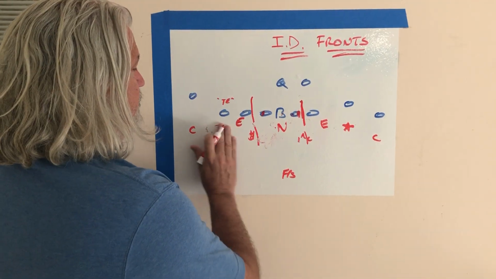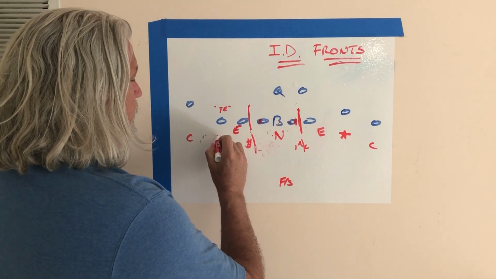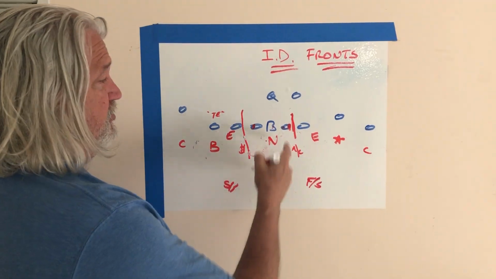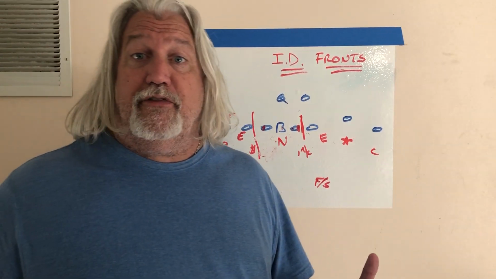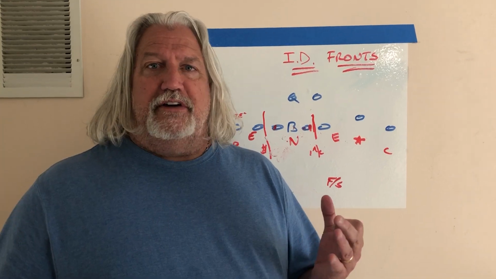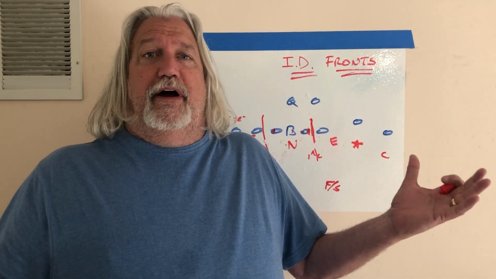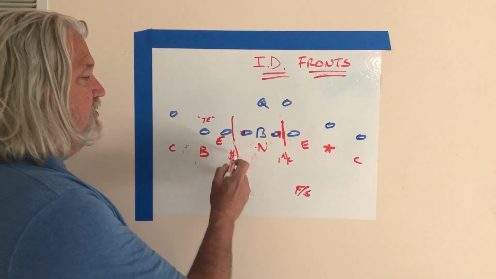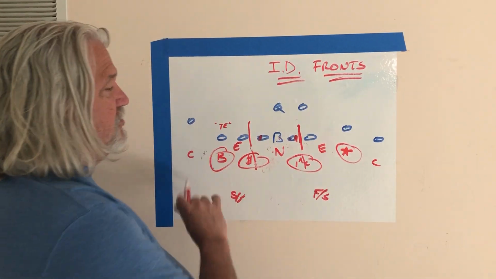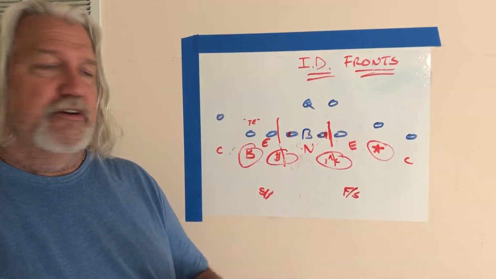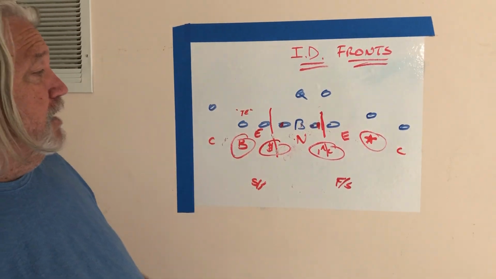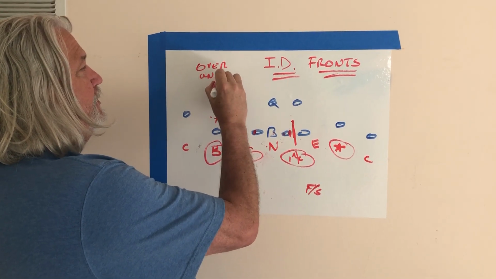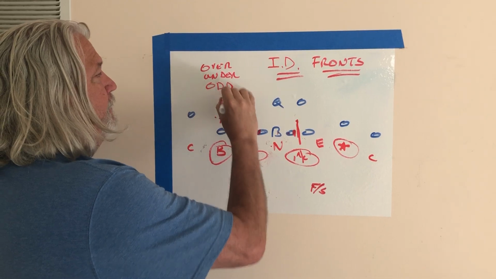Most defenses run an odd front. This is an odd front because neither guard is covered. So that's odd looking, isn't it? The center's covered, but there's nobody on the guards. That's an odd defense. And expect movement from all 4 of these guys to cause problems in your pass blocking games. But that's an odd defense. So you have over and under, and you have odd.